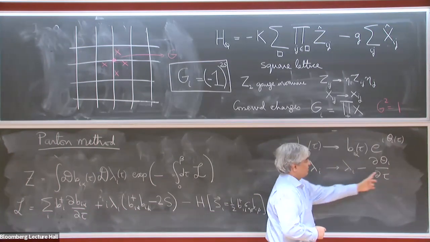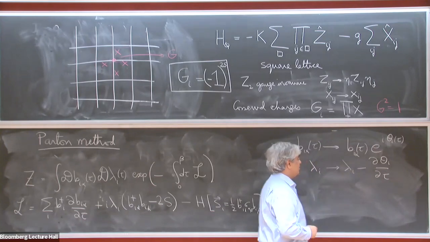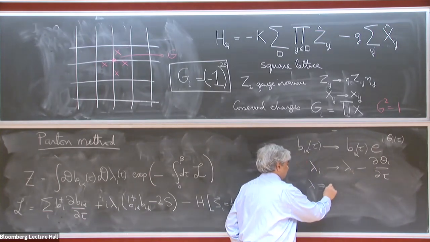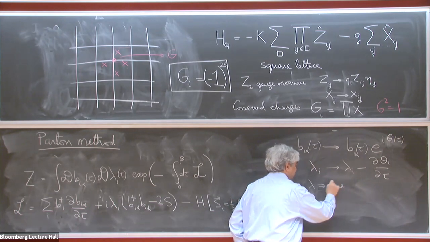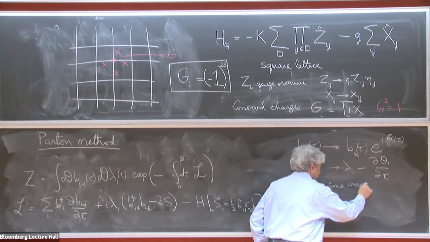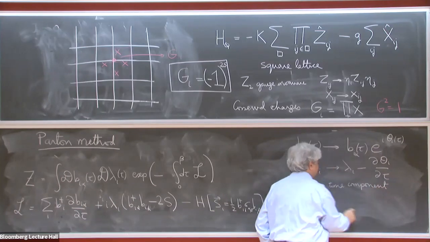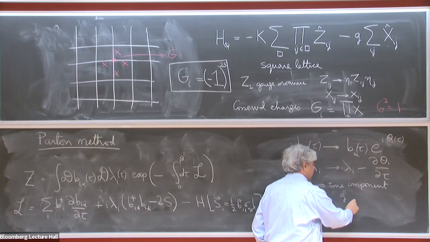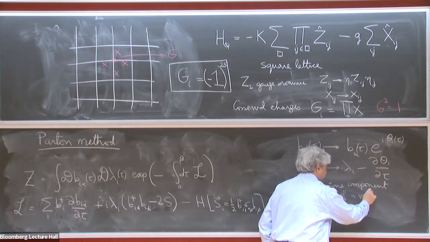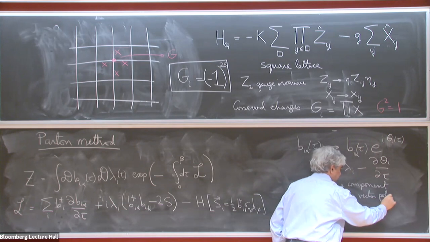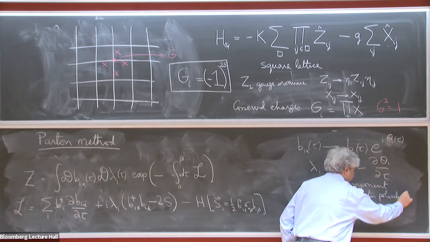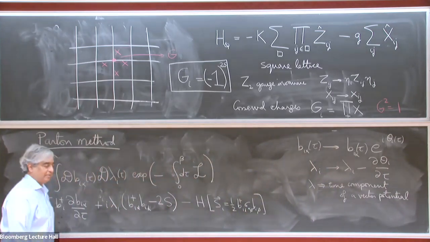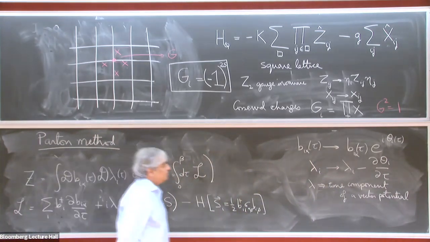So what we see here with this change in lambda, that lambda is sort of like the time component of a vector potential. But this is exactly how a tau would transform in a U1 gauge theory. And if I take some continuum limit of some field theory, that's how lambda would appear as a tau. Okay.